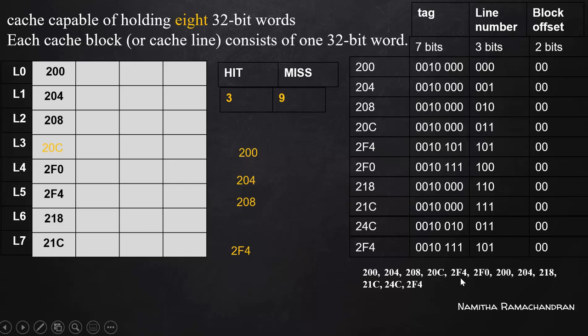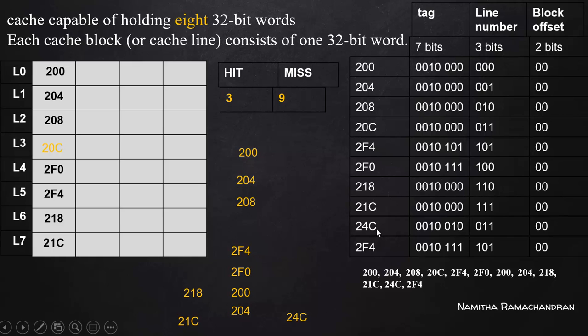Next is 124 which is present, again a cache hit. 120, again a cache hit. 200, again a cache hit. 204, again a cache hit. 218, again cache hit. 21C, again cache hit. 24C, is 24C present here? No, 24C is not present here.